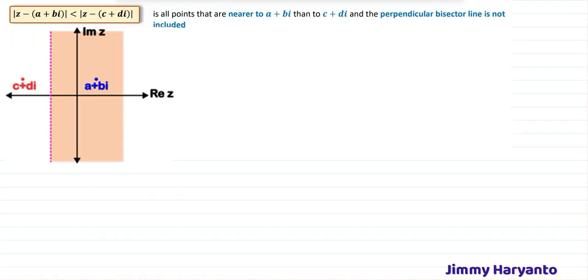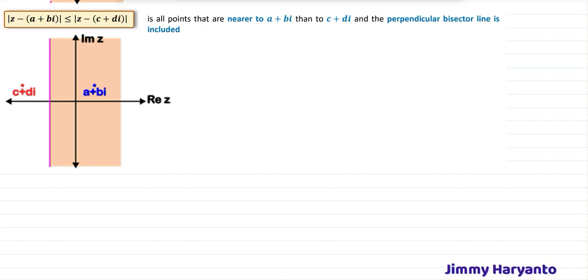And then the next one is, as usual, we can change the equal to into less than. Less than means all points that are nearer to a + bi rather than c + di. To understand this easily, take a look at the sign. It is less than. You can read it like this, a + bi is smaller than c + di. That means nearer to a + bi.